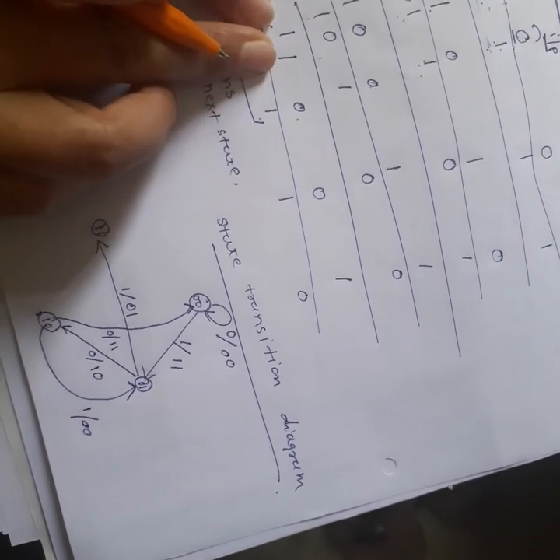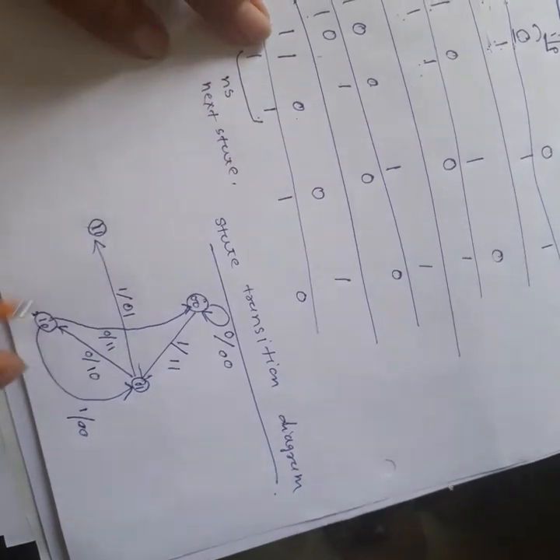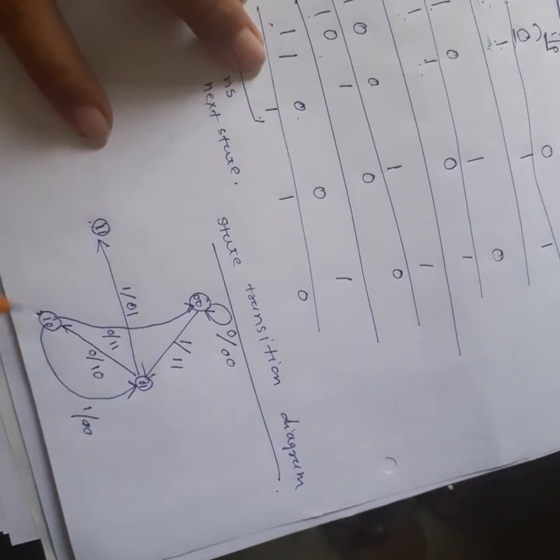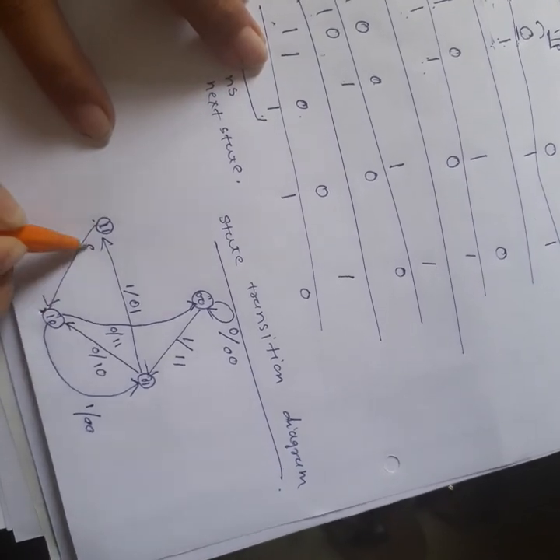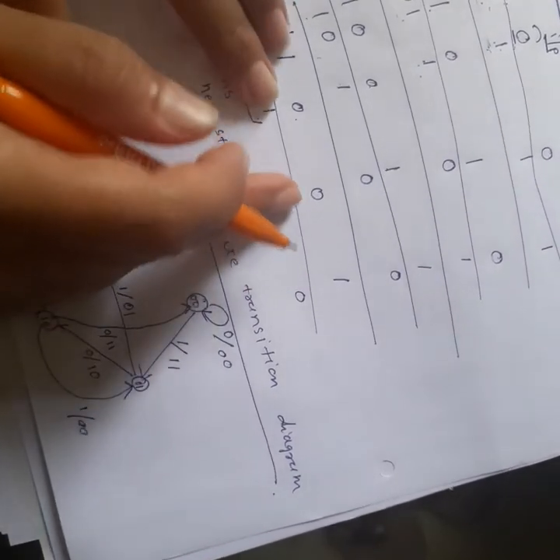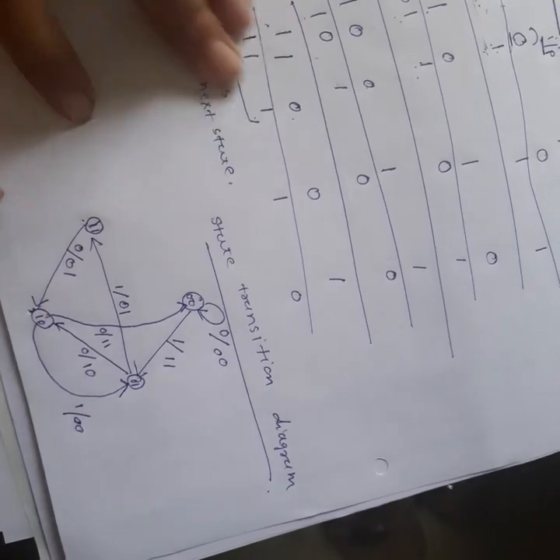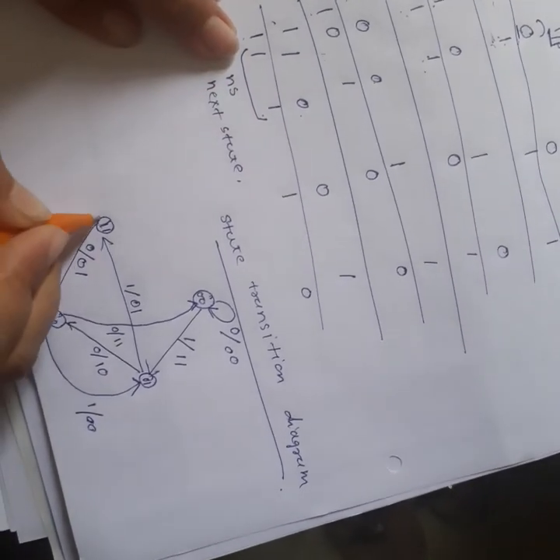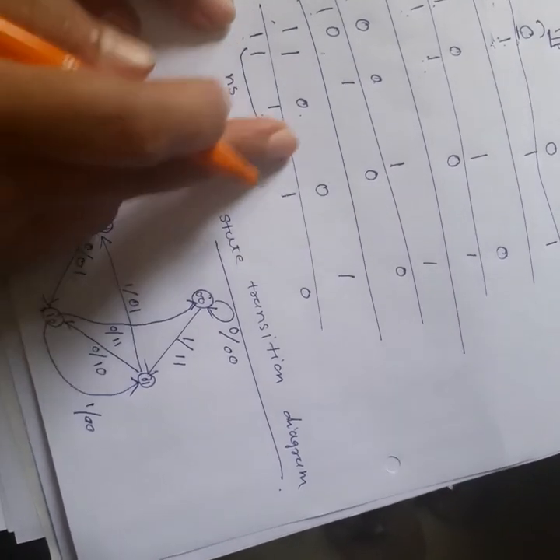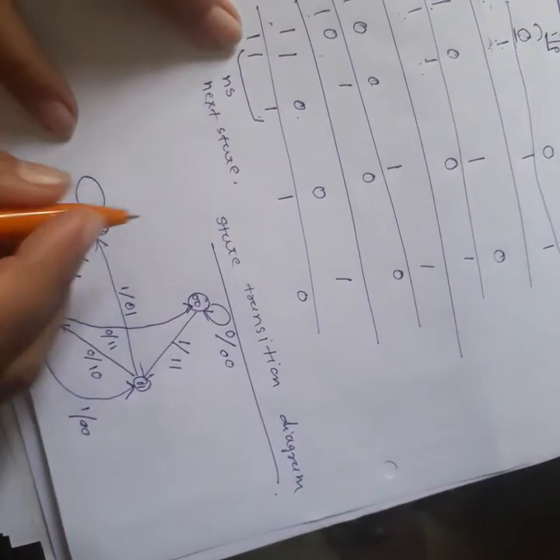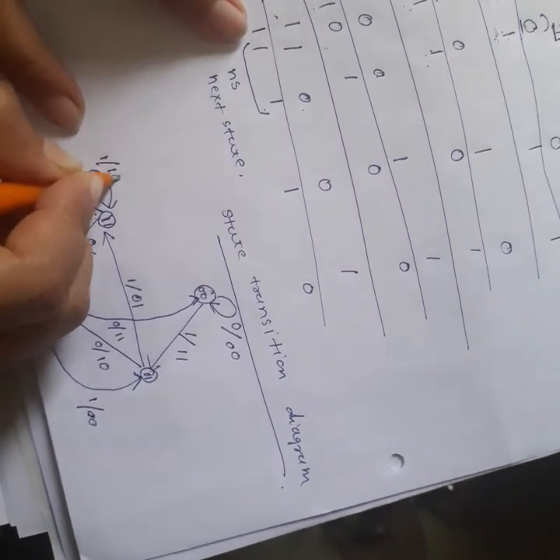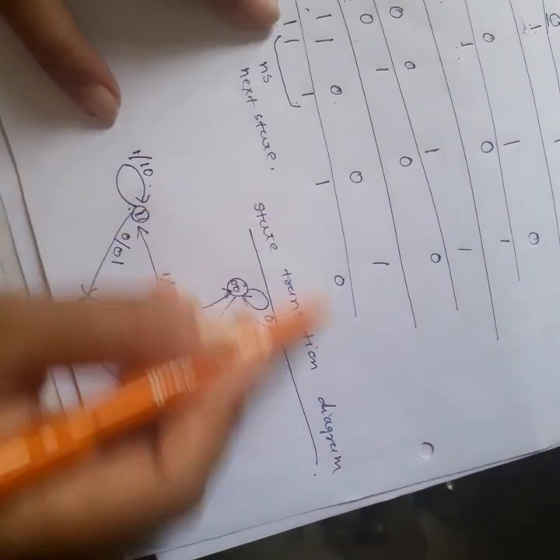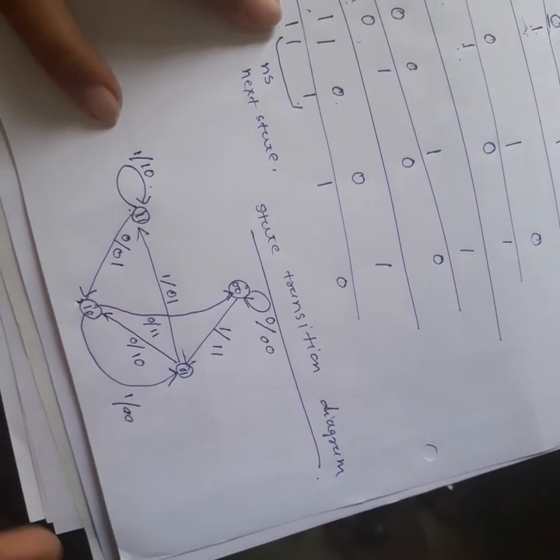If my current state is 1 1 and I provide 0, I would be in 1 0, and my output would be 0 1. If I am in state 1 1 and I provide input 1, I would be in the state itself and my output would be 1 0. You can see here it is 1 0. So likewise our state transition diagram designing is over.